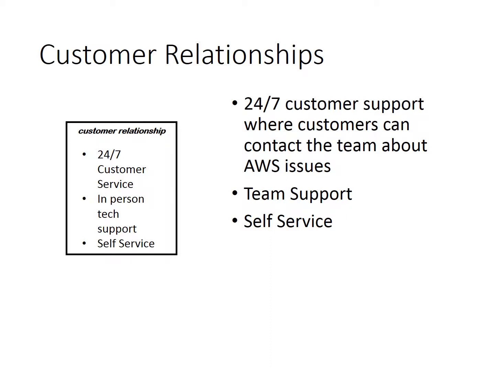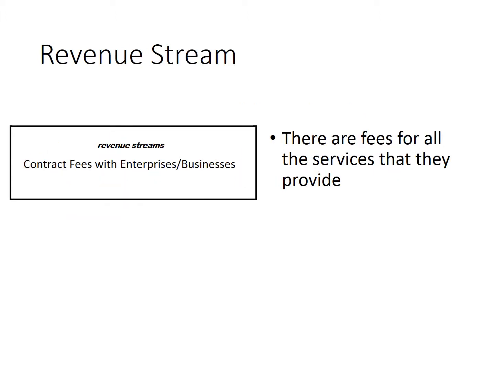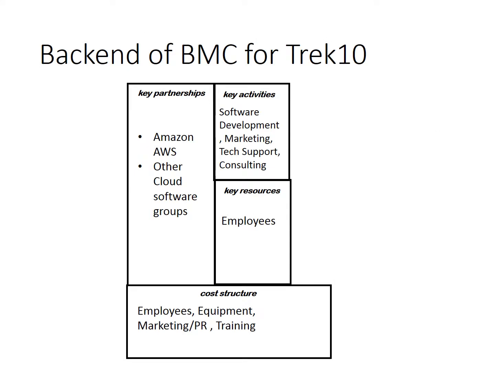The channels Trek10 uses to get to their customers are word of mouth from businesses who may have previously worked with them, marketing, and also being a part of the AWS partner network for consulting. The revenue streams include contract fees or service fees for any of those services that they provide the companies. Now for the back end.